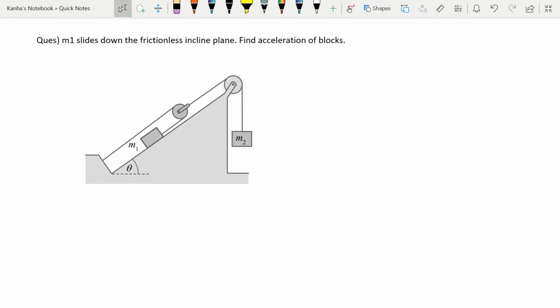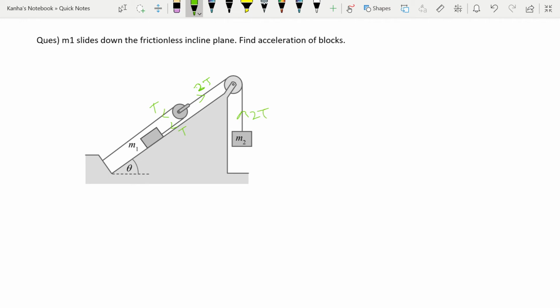M1 slides down the frictionless inclined plane, and you are supposed to find the accelerations of the blocks. What you will do in these questions, first of all, is mark all the forces that you can, acting on different things, so that you can make a free body diagram very easily. So you can mark a tension here as T. Similarly, there is a tension T. Because of these two tensions, there is a net tension of 2T in the string, and that same 2T is being translated here because it's an inextensible string.